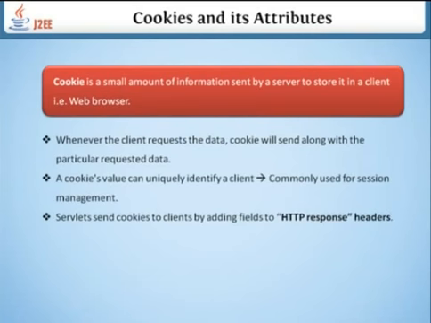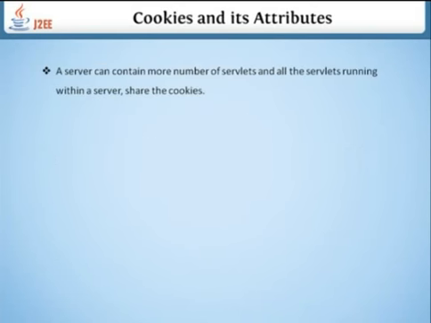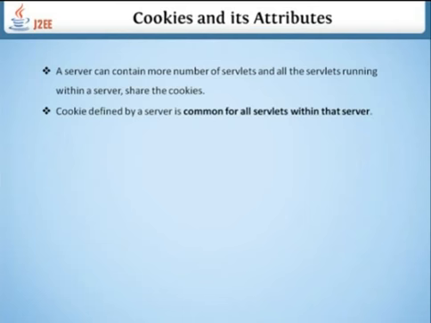The server sends a cookie to the client by adding fields to the HTTP response header. In return, the client automatically returns the cookie by adding fields to HTTP request headers. A server can contain more than one server, and all the servers running within a server share the cookies. A cookie defined by a server is common for all servers within that server.